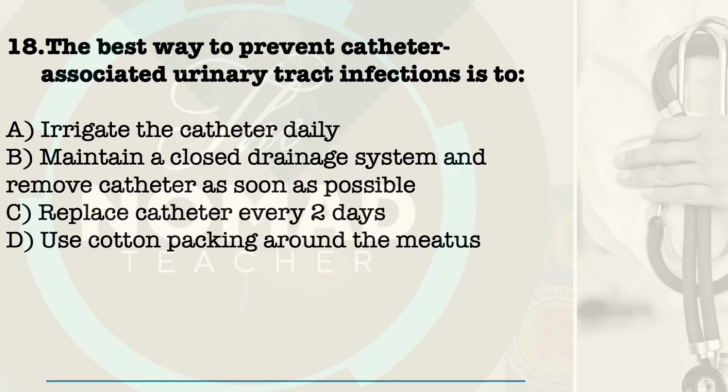18. The best way to prevent catheter-associated urinary tract infections is to A. Irrigate the catheter daily. B.